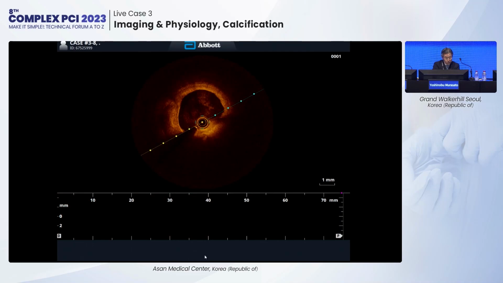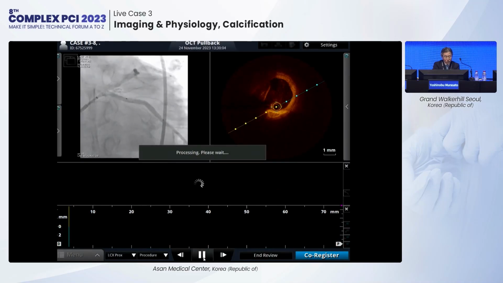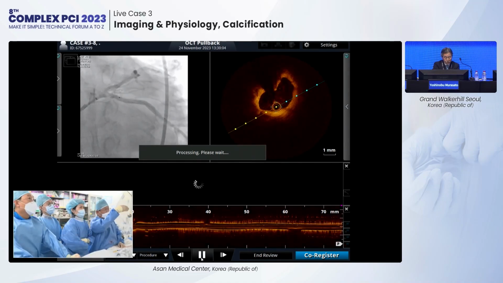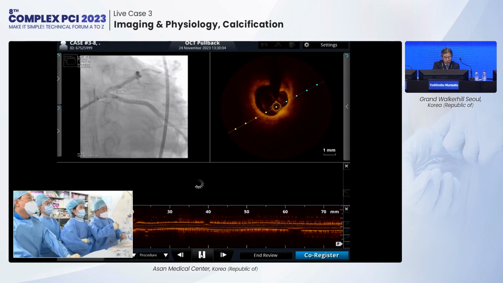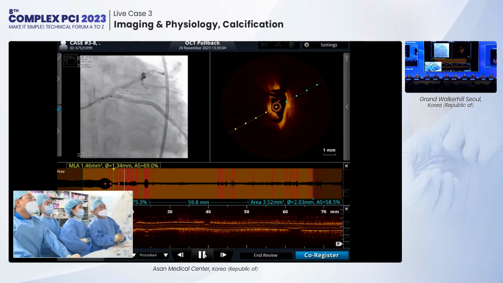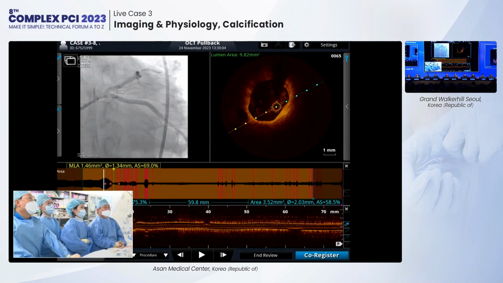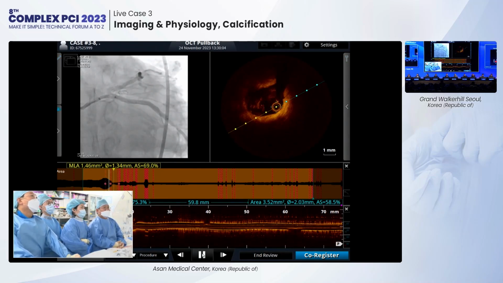You can see that the location of the wire is very on this side. There is some lumen on the opposite side. So that's why imaging shows a smaller value than the FFR value.